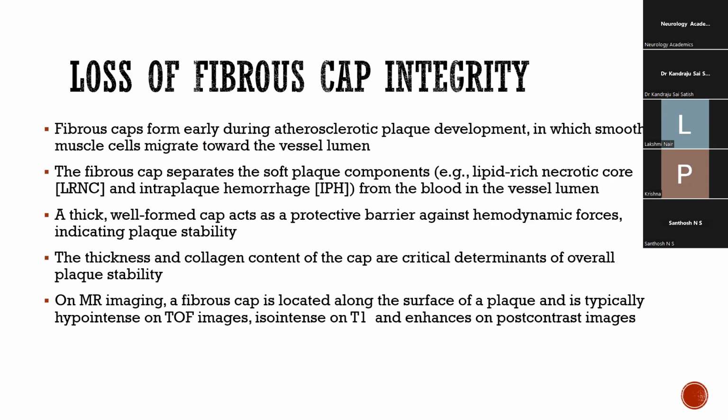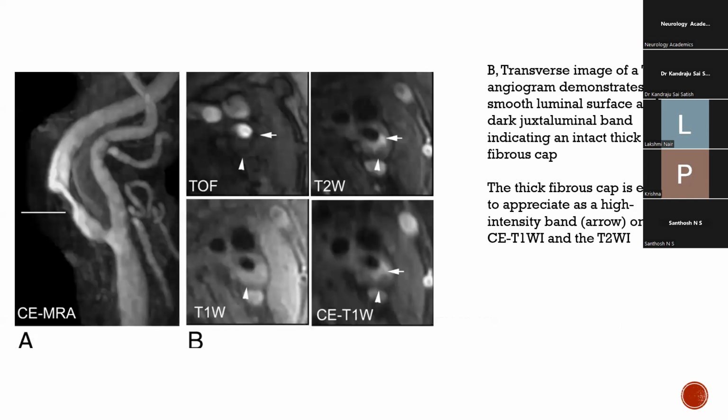So the next high risk feature is loss of fibrous cap integrity. The fibrous cap forms early during atherosclerotic plaque development, and it separates the soft plaque components, that is the lipid-rich necrotic core as well as the intraplaque hemorrhage, from the blood in the vessel lumen. A thick, well-formed cap acts as a protective barrier, and the thickness and the collagen content of the cap are critical determinants of the overall plaque stability. On MR imaging, a fibrous cap is located along the surface of the plaque and is typically hypointense on TOF image and isointense on T1, and it enhances on the post-contrast image.